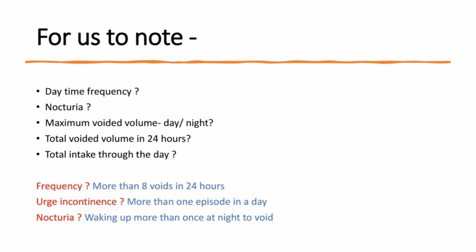Things that we need to note through this bladder diary is her frequency through the day. Whether nocturia is present or not, she has to wake up more than once at night to pass urine. The maximum amount of urine that she has voided per void, and also the total amount of urine that she passes in 24 hours. It has to be equated with the amount of fluids that she takes through the day.